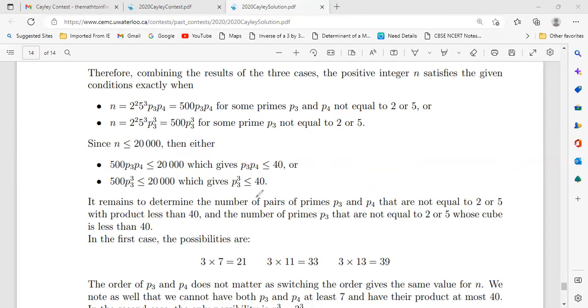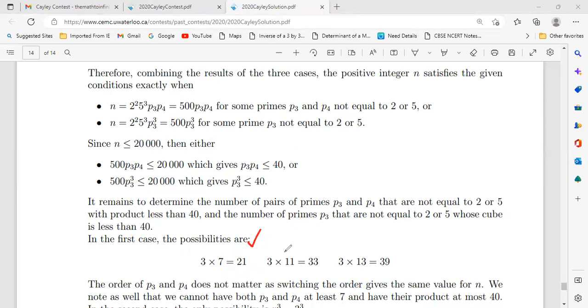So it remains to determine the number of pairs of primes P3, P4 that are not equal to 2 or 5 with product less than 40. Okay. And the number of primes P3 that are not equal to 2 or 5 whose cube is less than 40. Very simple. So you take any 2 prime numbers, but it shouldn't be 2 or 5. Okay. So try 3. 3 means you can go for 7 because 3 times 7 will give you 21, which is absolutely less than 40. You are allowed to take this possibility.